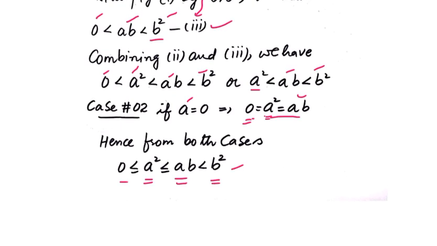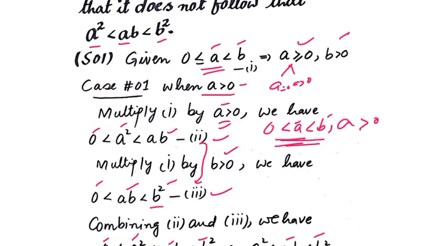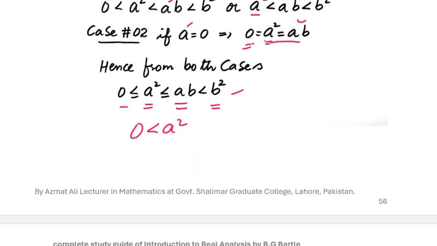Now we give an example in which we will show that this inequality cannot follow: A square less than AB less than B square.